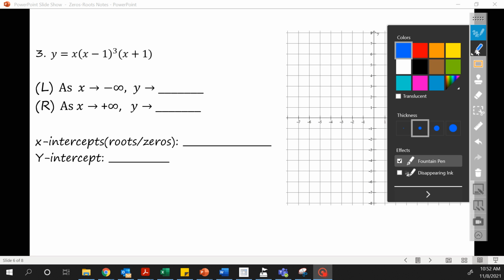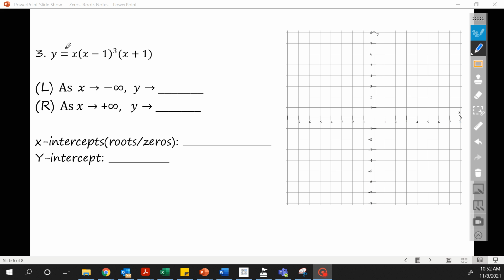Okay, so number 3. Now, when you have an x out here like this, it's technically x plus 0. Okay, it's technically a factor x plus 0. So the degree here is 1 from here, 3 from here, and 1 from here. So this is a 5th degree. The leading coefficient is positive, which means it's going to have end behavior like this, down on the left side, up on the right side. The x-intercepts, so one of them is here at 0, 3 of them are here at 1, and one of them here at negative 1.